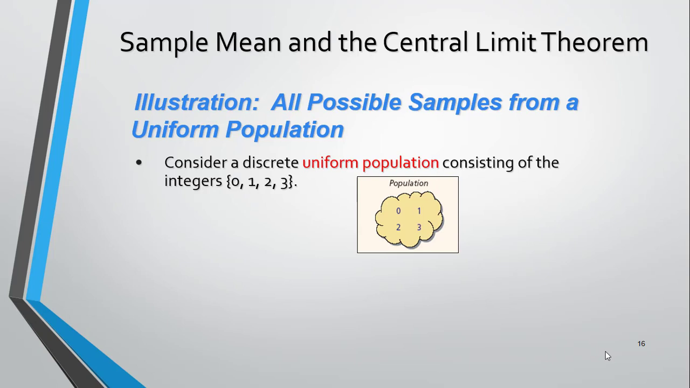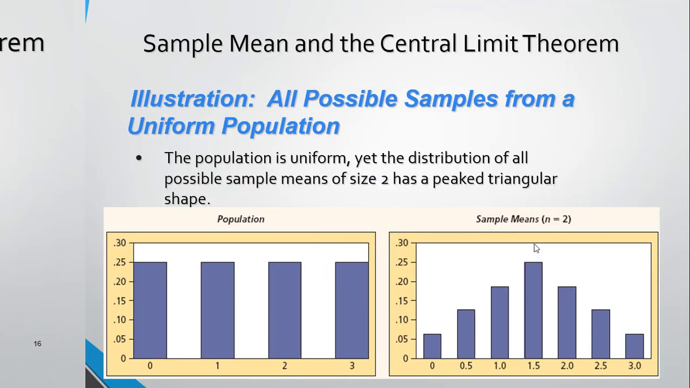All possible samples from a uniform population. Consider a discrete uniform population consisting of the integers 0, 1, 2, 3. Discrete means there are only 4 observations, 0, 1, 2, 3. And it is a uniform population because the chances of getting a 0 or 1 or 2 or 3 are all the same. Now, if we take a sample from that, what do we get?